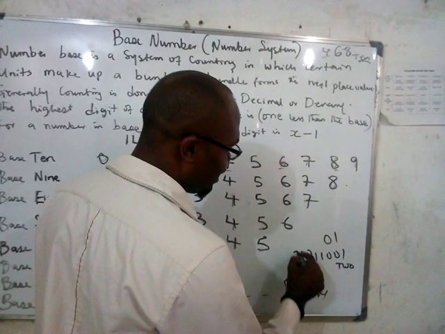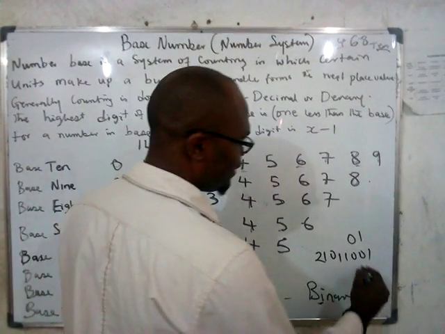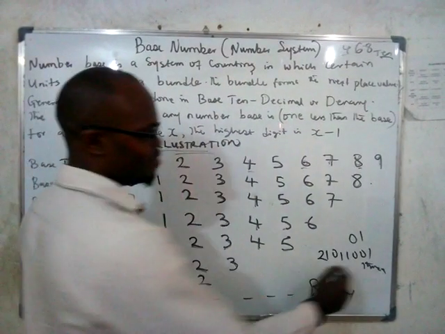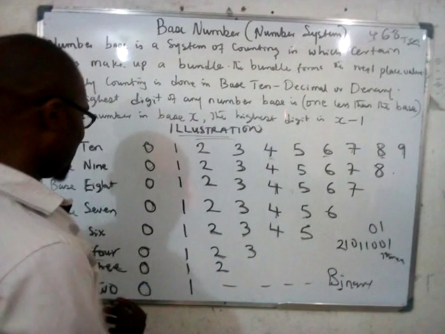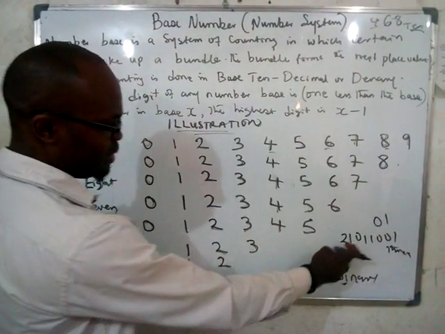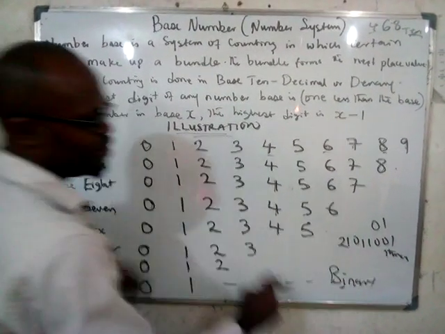If we have 2 here, what base will this be? It will now be from base 3 upwards. Is that clear? Yes. This number can be in base 3 upwards because base 3 has 0, 1, and 2. You understand? And it can also be found in base 4. So it can occur in any of these bases.